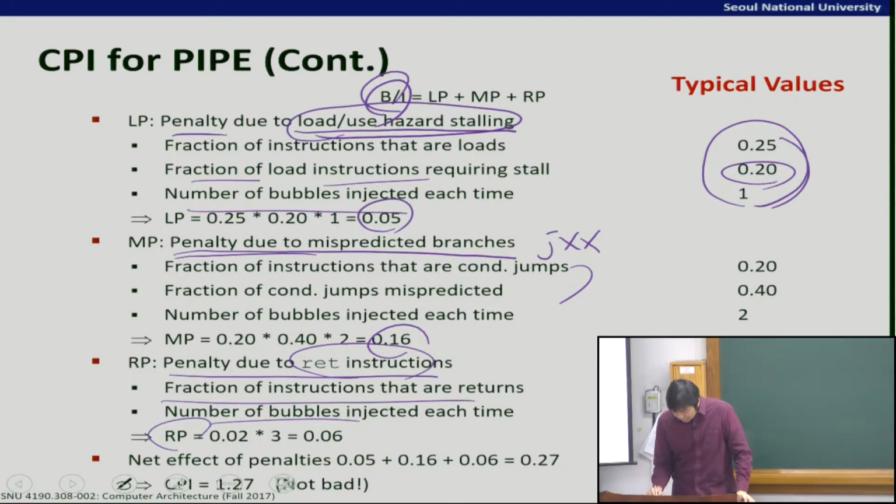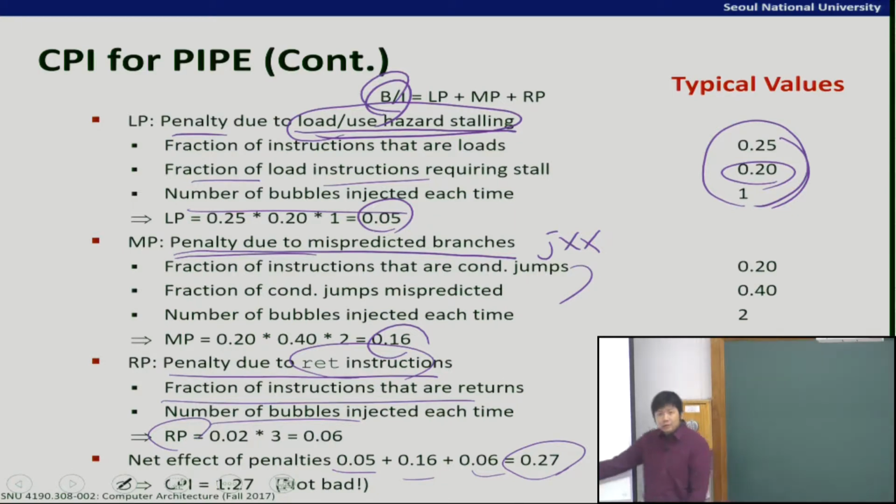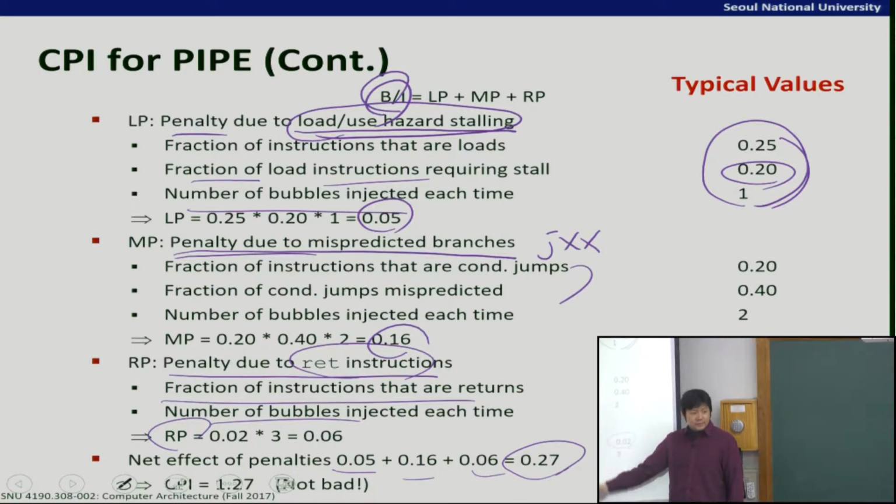If you add them up, it will be 0.05, 0.16, 0.06. So the net effect of penalties will be 0.27, and our real CPI in this example will be 1.27. In other words, on average, it takes 1.27 clock cycles to finish one instruction. Okay? So that's the calculation.